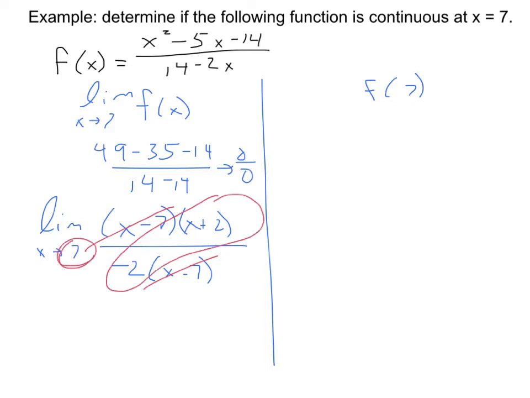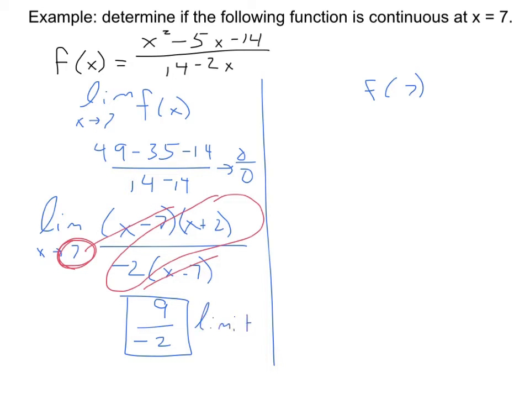So now I will attempt to evaluate again using x equals 7, and when I plug that in, I end up with 9 in the numerator, negative 2 in the denominator. So that's what I got for my value. Rather, that's what I got for my limit. This is my limit.